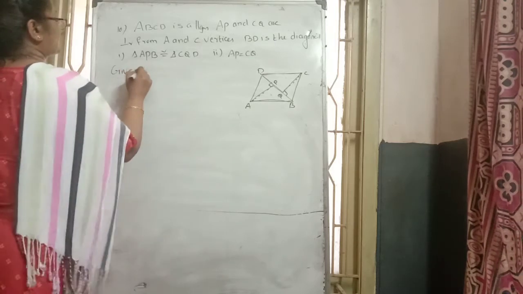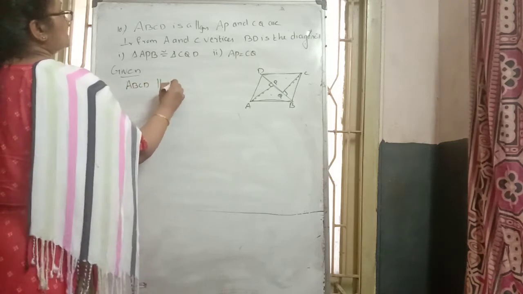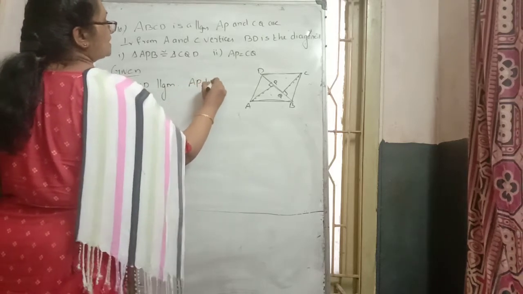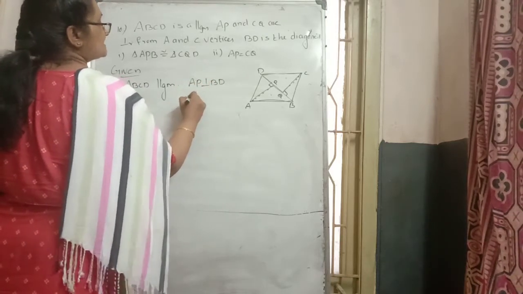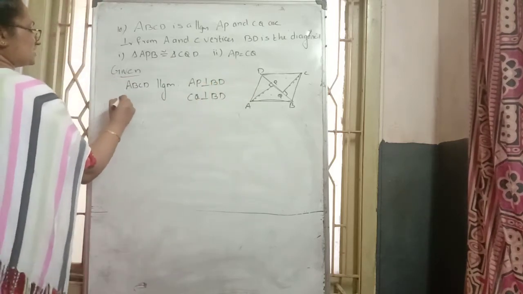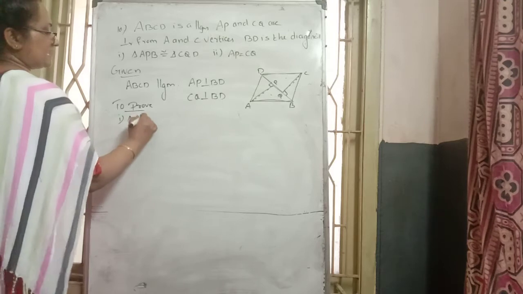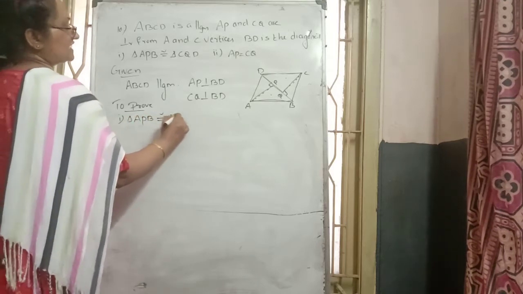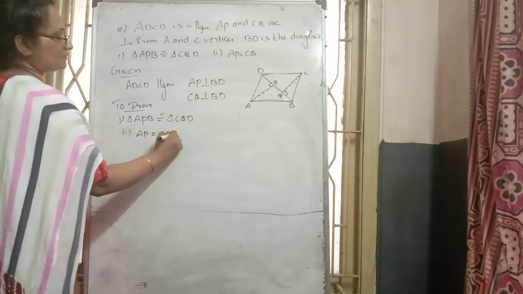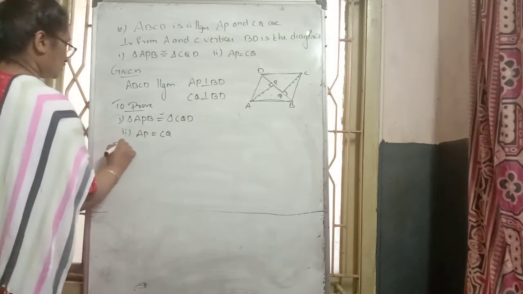First, the given case: ABCD is a parallelogram. Next, AP is perpendicular to side BD, and CQ is perpendicular to side BD. These two perpendiculars are given. We want to prove two cases. First, triangle APB is congruent to triangle CQD. Second, AP and CQ, being parts of those triangles, become equal.